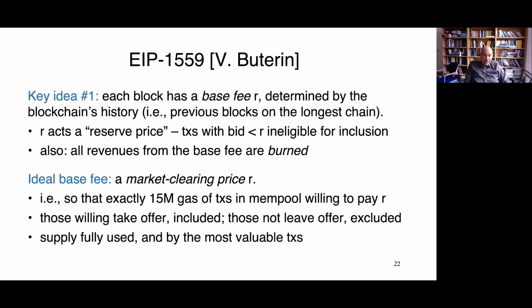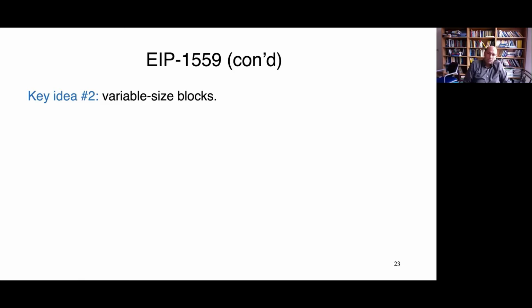So you're seeing the lucky 15 million gas that got into the block, but what you don't see is that there might be 20 million more units of gas that did not get into the block. Okay? And if that were the case, you would want to be increasing your reserve price. So that brings us to key idea number 2, which is going to provide us with an on-chain signal about excess demand.